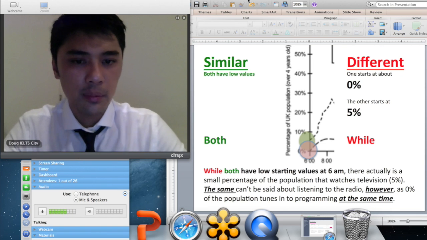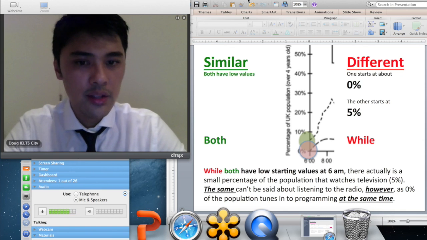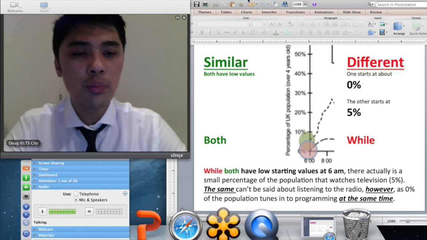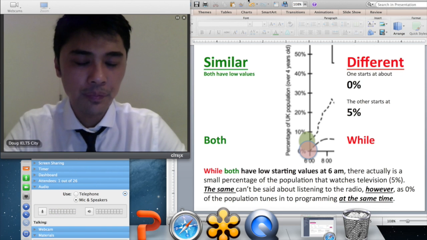So let's take a look. While both have low starting values at 6 a.m., there actually is a small percentage of the population that watches television, 5%. The same can't be said about listening to the radio, however, as 0% of the population tunes into programming at the same time.